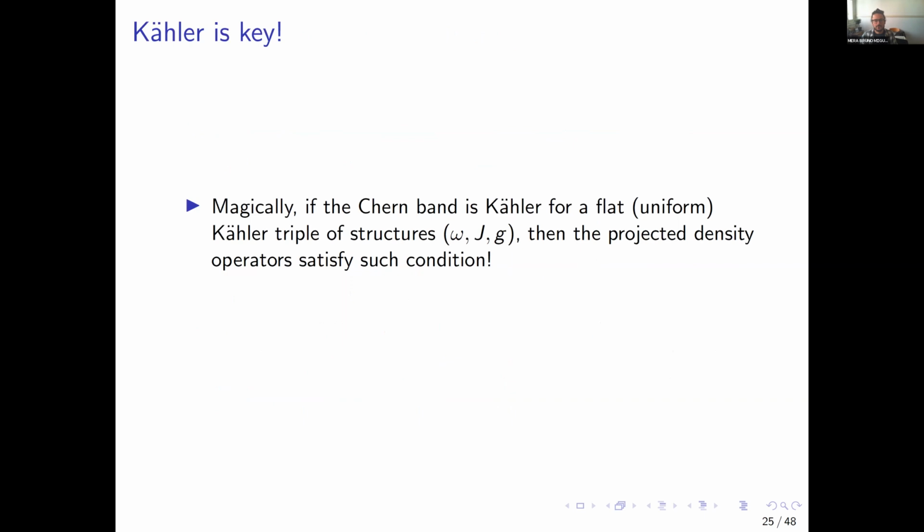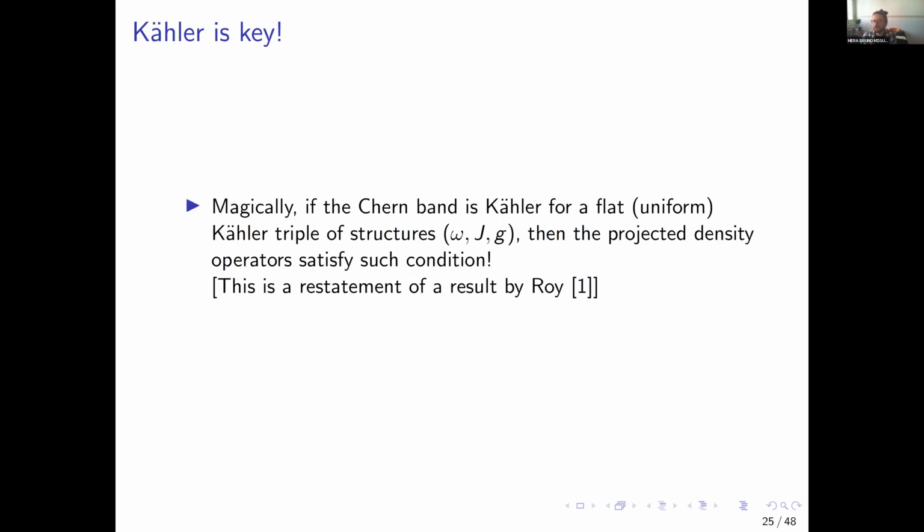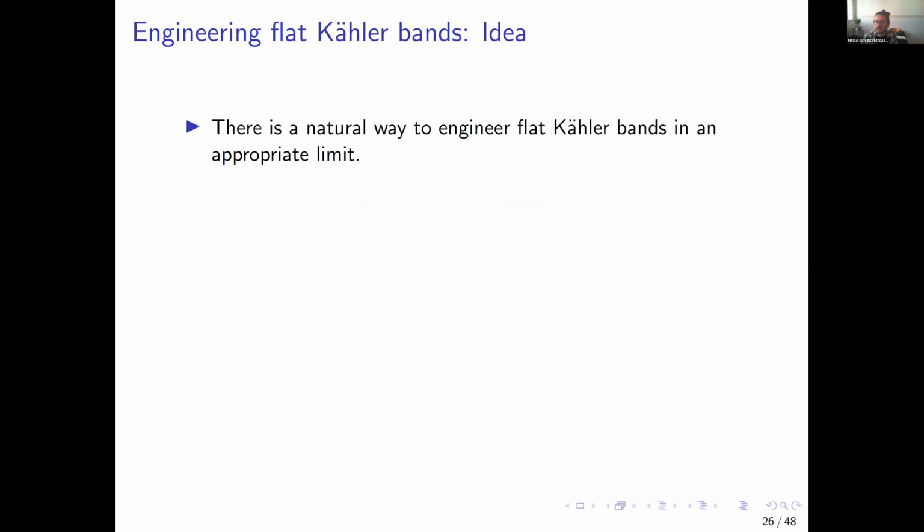And the thing is that if the Chern band is scalar, meaning that you have saturation of this inequality that I wrote before, and also flat in the sense that it is translation invariant in momentum space, or uniform, then the Kähler triple of structures, actually there is a refinement of this condition, but then the projected density operator satisfies such a condition. So if it is flat, then this holds. And this is actually a restatement of a result by Raoul Roy. And now from this, what I'm going to tell you is how you can actually engineer these flat Kähler bands, at least in asymptotic limits.